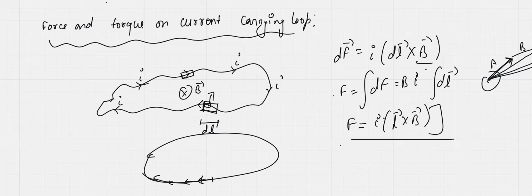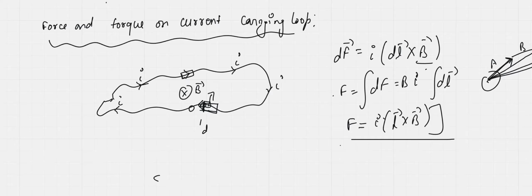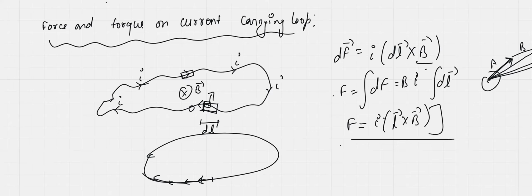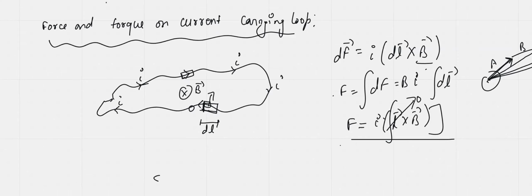Here, what is the starting point and ending point? It started from here and it ended up here. So can I say that when it started from here and ended up here, the net force is going to be zero? Yes, it is going to be zero because this integration is going to be zero, right? That's why we have to keep the integration as zero. This is one thing to be careful about.